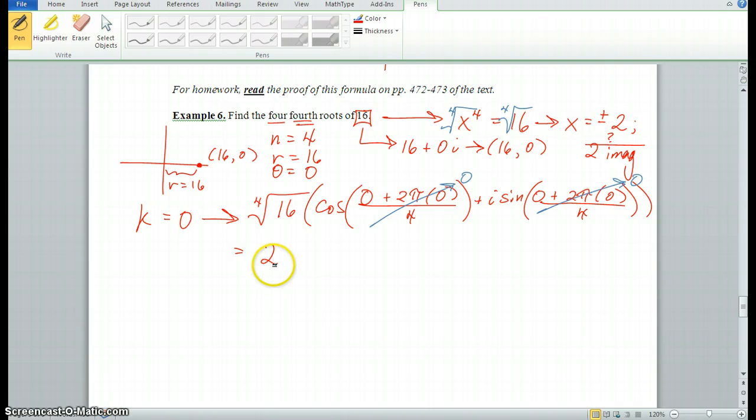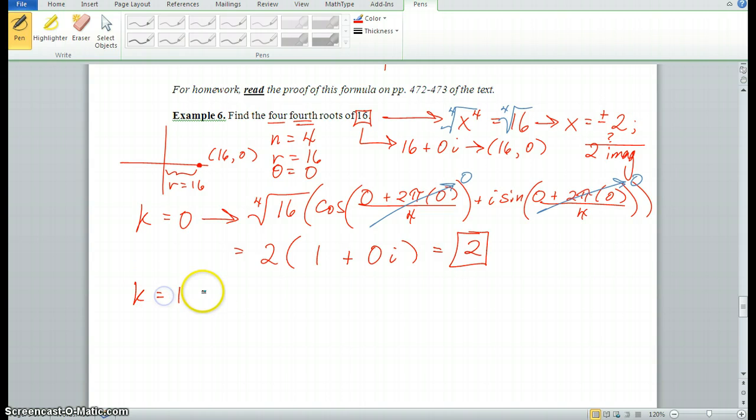All right, so 2, it's positive, times the quantity. Okay, so the cosine of 0 radians. Well, cosine of 0 is 1. Sine of 0 is 0. So we have 0 times i. We do our math, in other words, distribute. We get 2 times 1, 2. 2 times 0i, well, that's just 0. So the first fourth root of 16 is 2. And gosh, we already knew that.